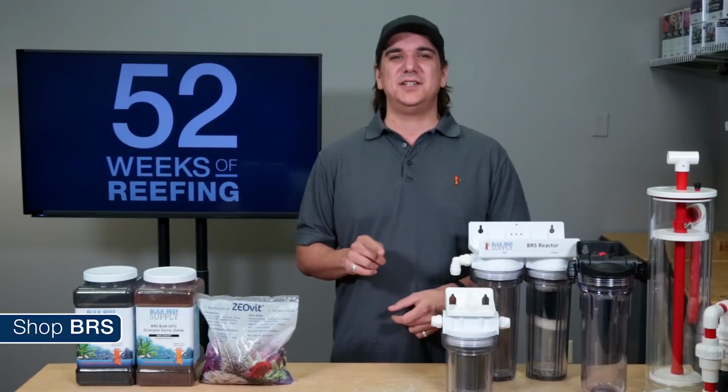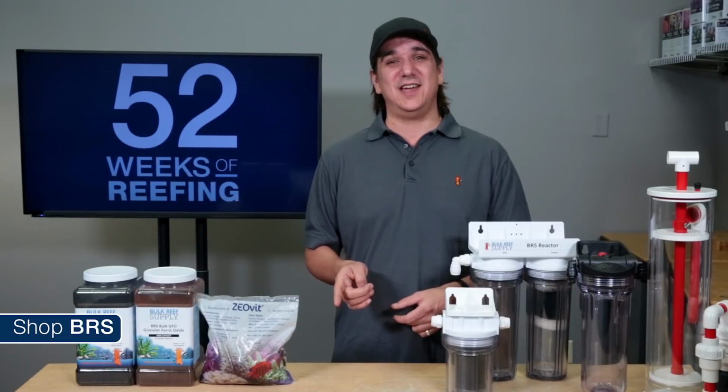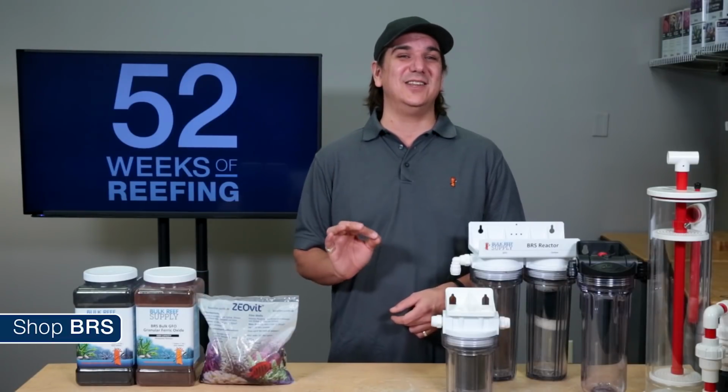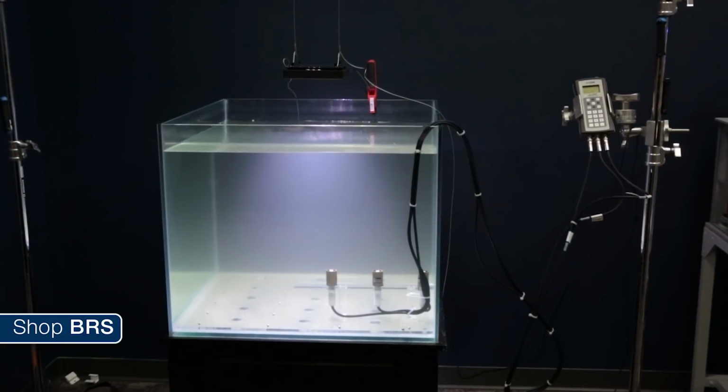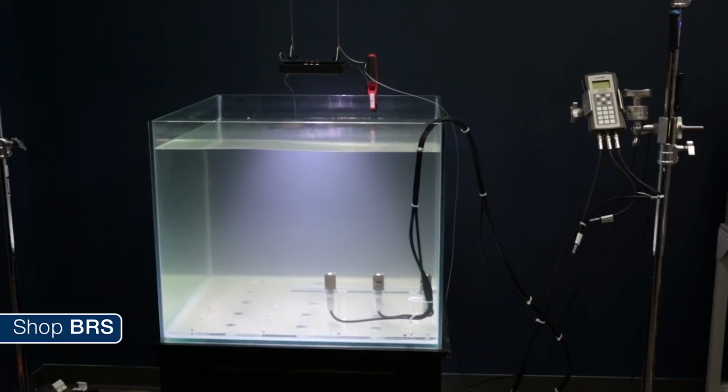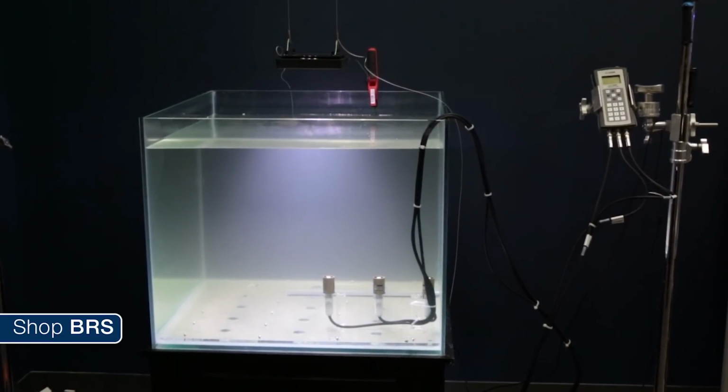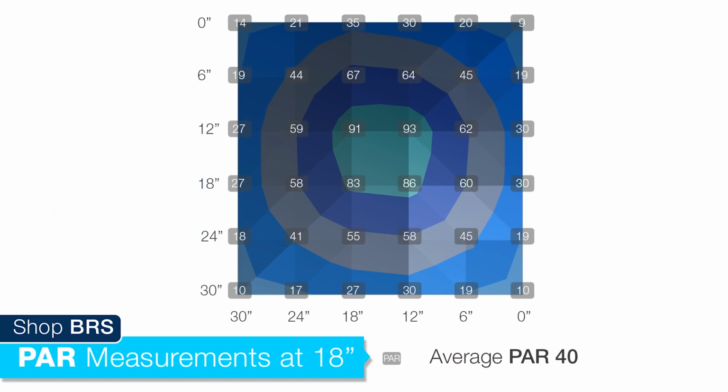We filled our PAR testing station with some dirty water from one of the tanks here at the BRS office, which admittedly doesn't get the best maintenance, and took PAR readings at 18 inches with one of the industry's most popular LED lights, the Radion XR15. At 18 inches deep, the highest PAR we saw from the XR15 in the dirty tank was 93. The average PAR at all 36 points was just 40. Most of you are probably expecting much higher PAR ratings than this.